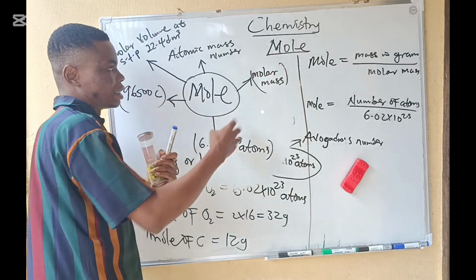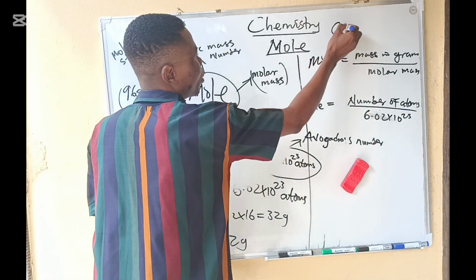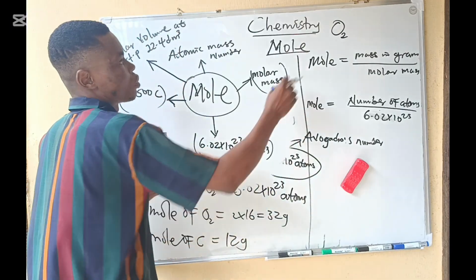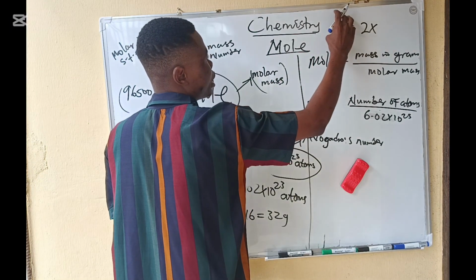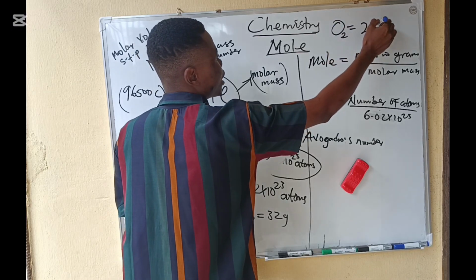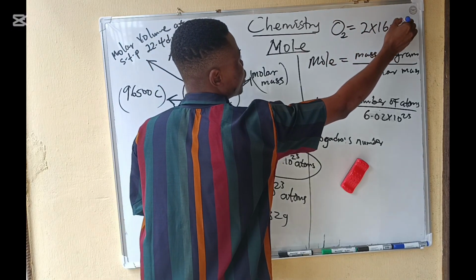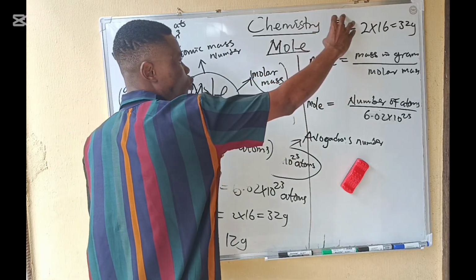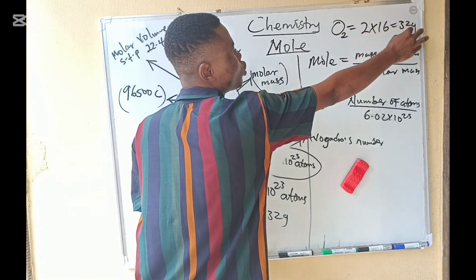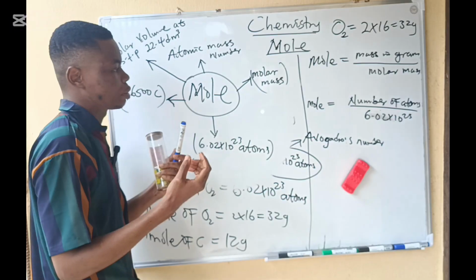Sometimes the element exists as diatomic, like for example, oxygen. So you have to find the molar mass. The molar mass of oxygen will give you 2 times the mass number of oxygen. The mass number of oxygen is what? That is 16. When you multiply, you have 32 grams. So it means that 1 mole of oxygen will give you 32 grams of oxygen. That is what it means.